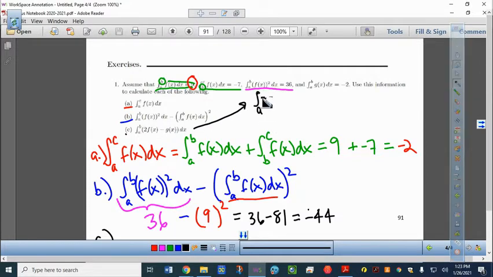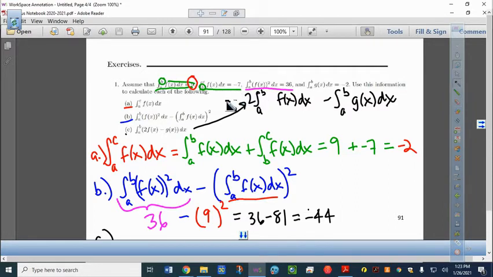First, I'm going to go from a to b of 2f of x dx minus the integral from a to b of g of x dx. That's just splitting that integral into two pieces. And then I'm going to take this 2 that I had here, and I'm going to put it in front. Because remember, if we have a constant, we are allowed to put that value in front. And then I'm going to calculate each of these little bits.